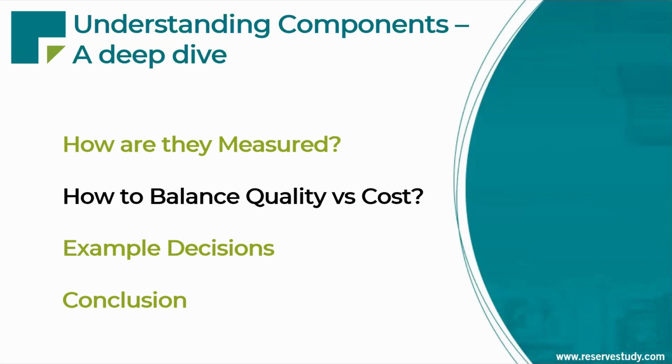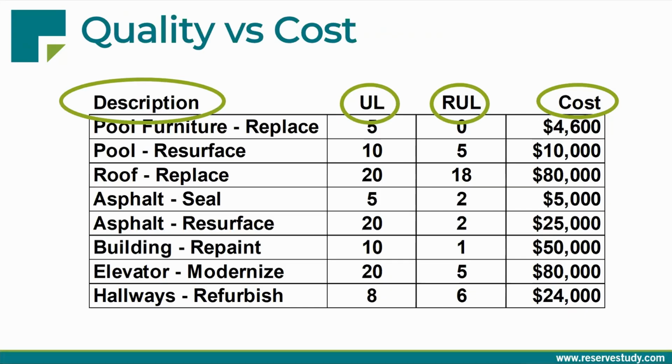Now it's time to turn the page and talk about how we actually start making decisions about this, how to balance quality versus cost. And I want to show you a simple component list that should look familiar to you. It's a description of the project, the useful life, the UL, the remaining useful life, RUL, and the current replacement cost. Pretty simple, straightforward component list.